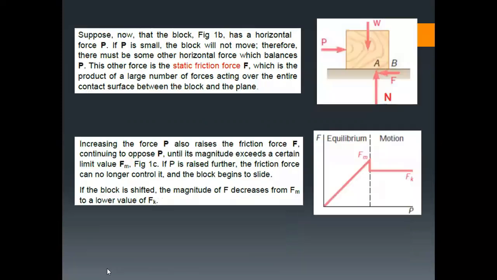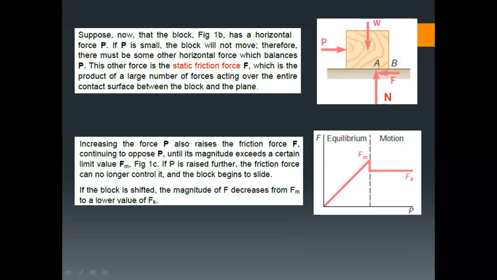Now suppose we apply a force here, which is P, a potential force applied on the block. We have a counter-reaction here, which is the friction. There must be some other horizontal force which balances our P, which is our horizontal force. This other force is the static friction force acting at the point where our force is applied, which is the product of a large number of forces acting over the entire contact surface between the block and the plane.